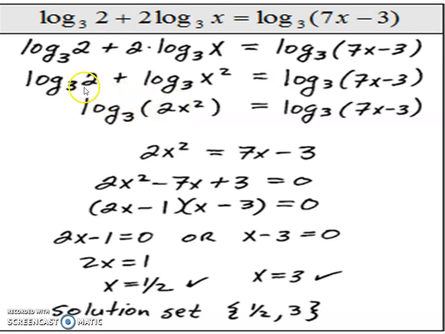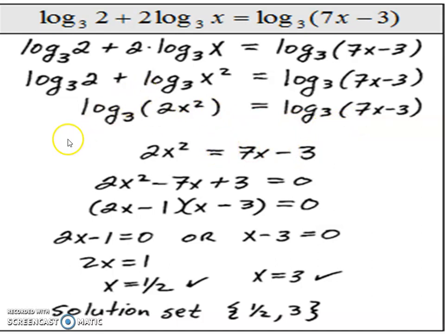We know that log 2 to the base 3 remains the same, but n log m is log m raised to n. That's why these two convert to the index of the given variable, and these remain the same. We know that log m plus log n is log of m into n. That's why log of 2x square, because 2 into x square is 2x square, and the base remains the same. Here log to the base 3 and 7x minus 3 is the term. We know that if log m is equal to log n, log gets cancelled and m is equal to n.